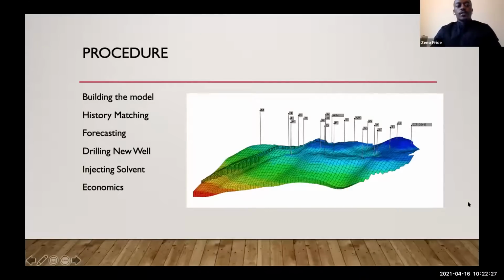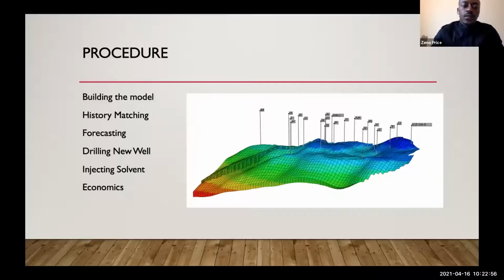So, procedure. For building the model, we were given the data of this model. For building purposes, we use CMG, IMEX, Results, and Builder. As you can see to the right, this particular model has a grid of 74 by 34 by 8. We were also given PVT data for the rock fluid properties, well locations, and initial conditions.